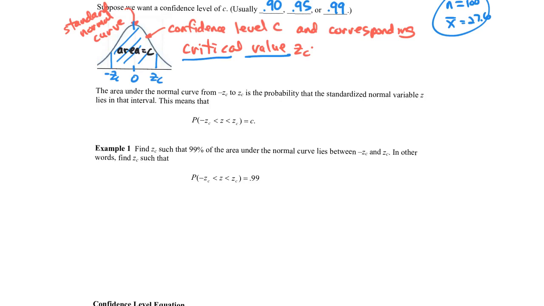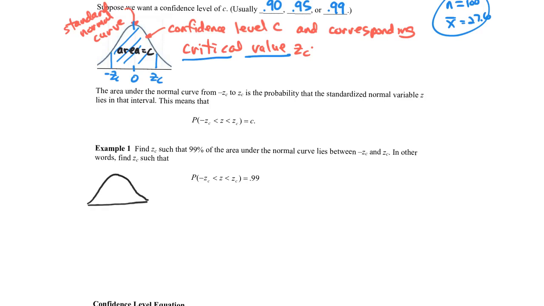So for this one, let's say we want to find this critical value, the z sub c, such that 99% of the area under the normal curve lies between -z sub c and z sub c. And this is just another way of saying that. So for us to do this, we could take our standard normal curve. So we've got our standard normal curve here.